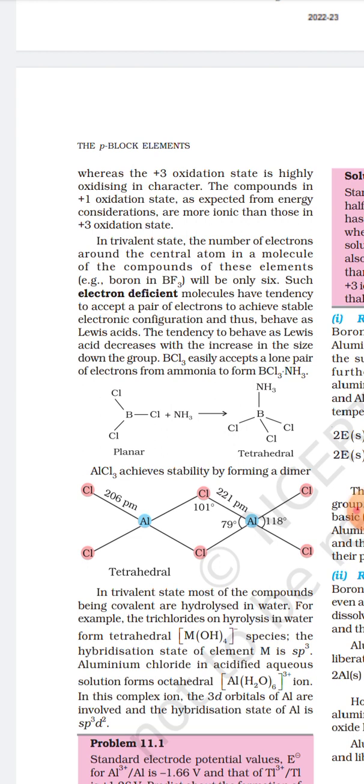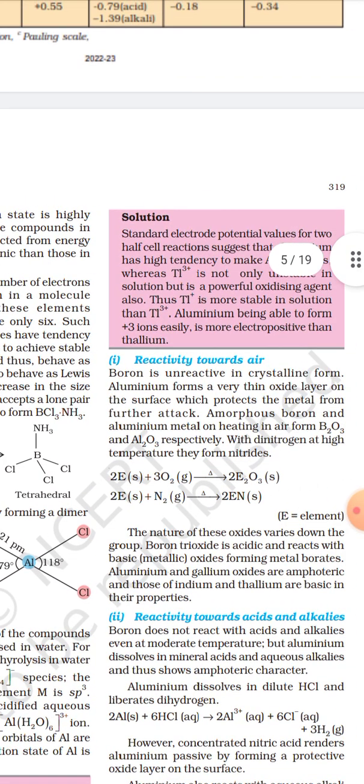BCl3 easily accepts a lone pair of electrons from ammonia to form BCl3.NH3. In the trivalent state, most of the compounds being covalent are hydrolyzed in water. For example, the trichlorides on hydrolysis in water form tetrahedral species. The hybridization state of the elements is sp3. Aluminium chloride in acidified aqueous solution forms the octahedral complex ion. In this complex ion, the 3d orbitals of aluminium are involved and the hybridization state of Al is sp3d2.